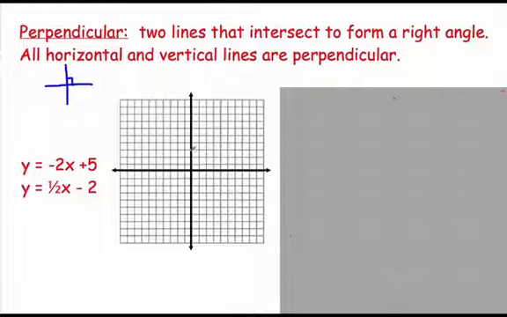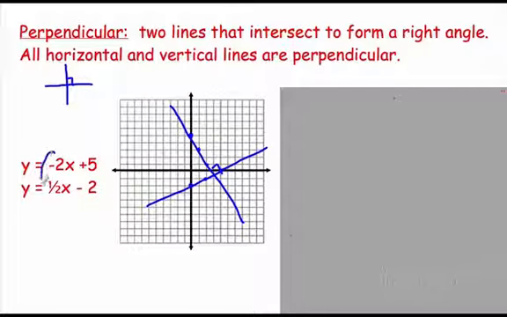So let's graph these two. Start at 5: 1, 2, 3, 4, 5. And I'm going to go down 2 over 1. Down 2 over 1. Try and graph that the best I can. Not bad. Start at negative 2. Go up 1 over 2. Up 1 over 2. And if you can see, they indeed form a right angle.